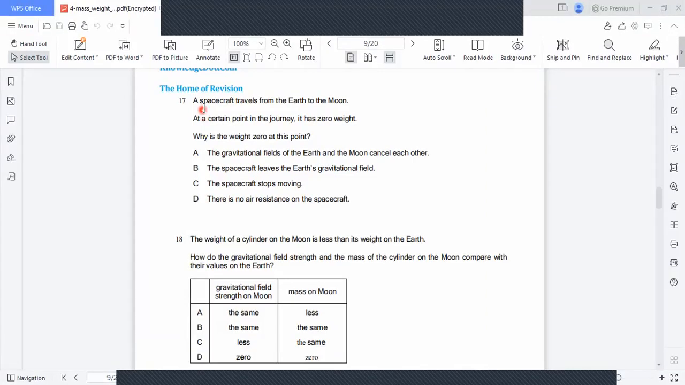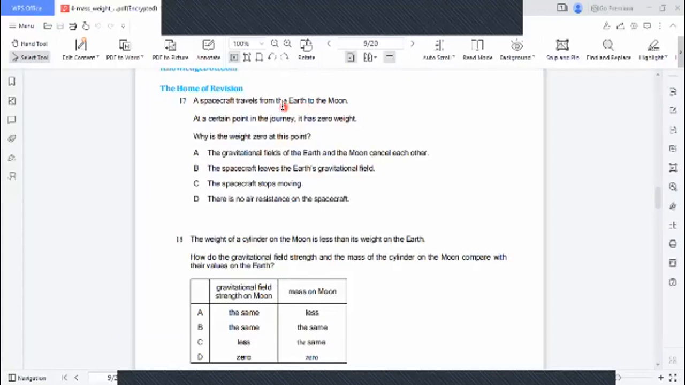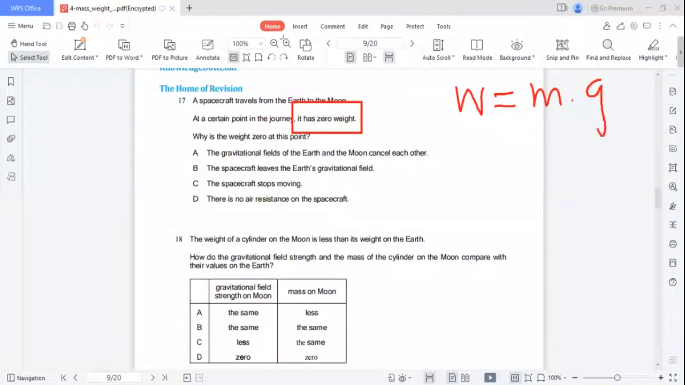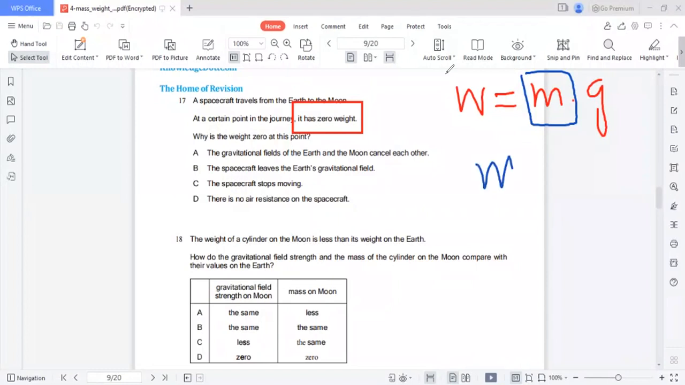Okay, now number 17. A spacecraft travels from the Earth to the moon. At a certain point in the journey, it has zero weight. Its weight becomes zero. So let's see what the possibility is. We know that weight is mass times gravitational field strength. As long as the spacecraft is present, it will have some mass, so mass is not going to be zero. It means gravitational field strength is zero.